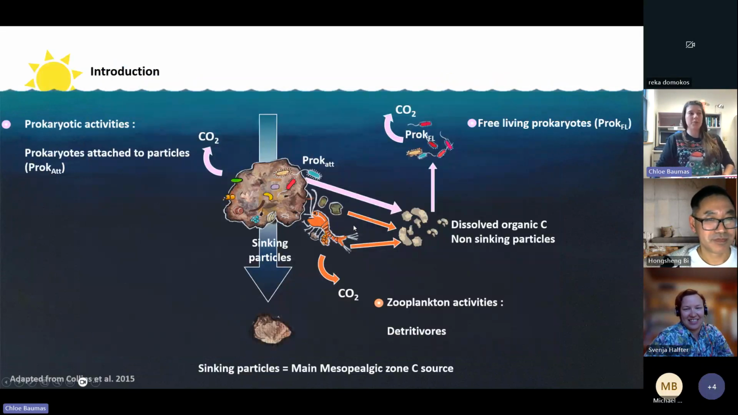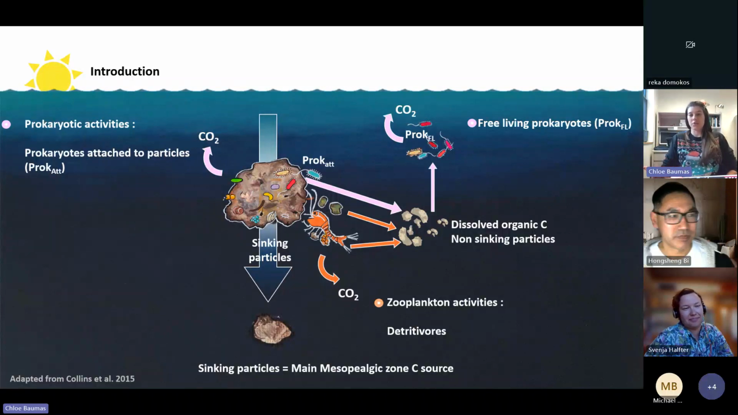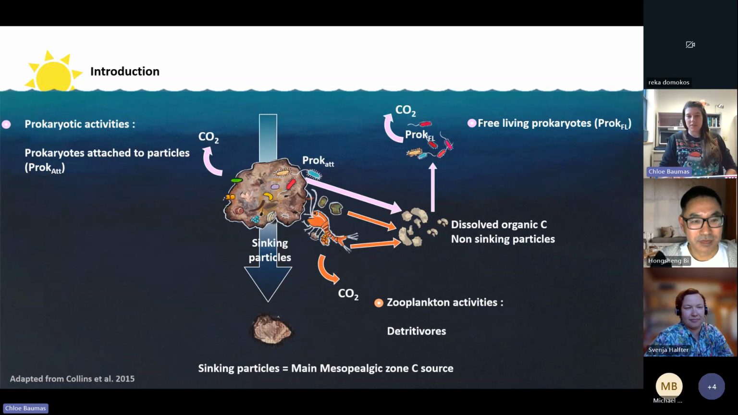So as you know, in the mesopelagic zone, there is no light and therefore no photosynthesis. So the export of sinking particles is considered the main source of labile carbon in the mesopelagic zone. Among others, it will be used by the attached prokaryotes, which are solubilizing the POC, and indirectly by the free-living prokaryotes, who are using at least the solubilized part, which is not used by the attached prokaryotes.